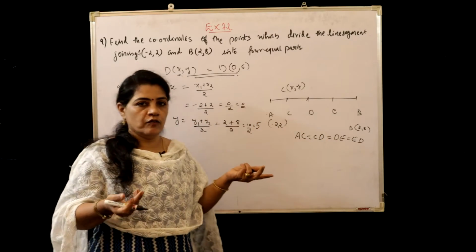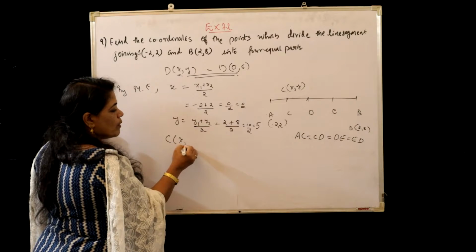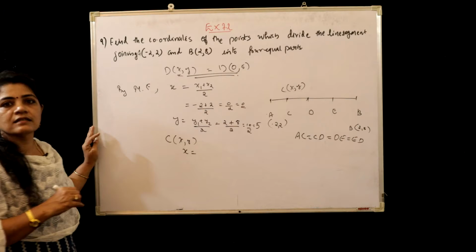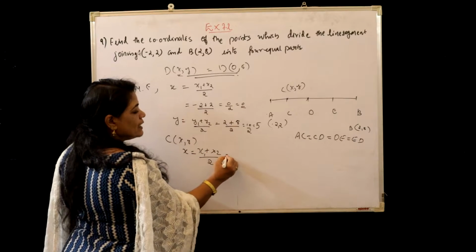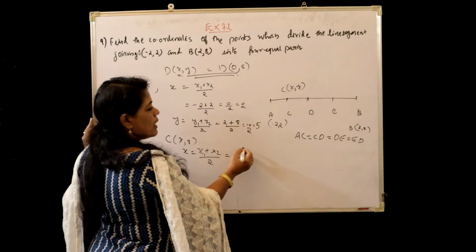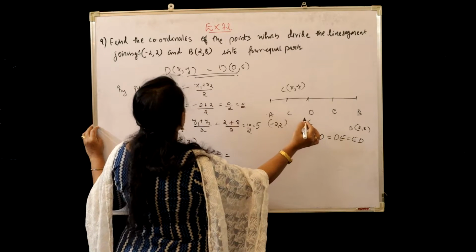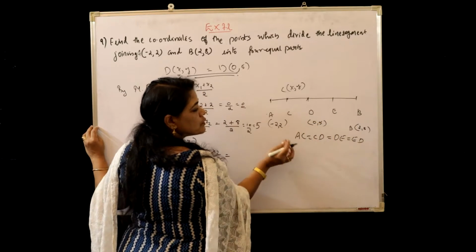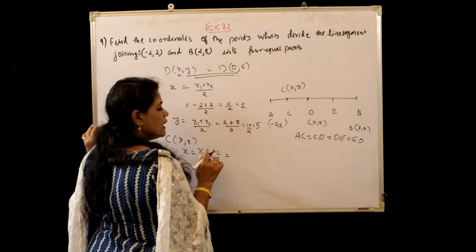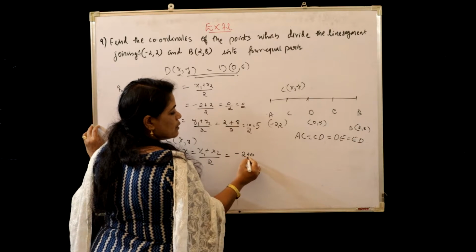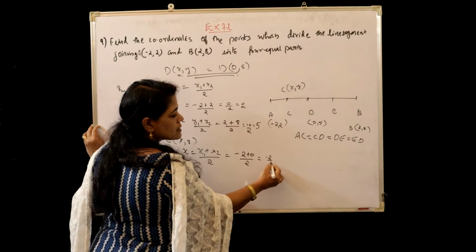So again, by the midpoint formula, you can easily calculate the coordinates of C. That is, we are taking C of x comma y. So by the midpoint formula, x is equal to x1 plus x2 by 2. Okay, that is x1. x1 is minus 2. Here we are taking AD, the midpoint. So D we have got as 0 and 5. So this is x1 y1, this is x2 y2, in order to get C. Okay, so minus 2 plus 0 by 2, that is minus 2 by 2, that is minus 1.